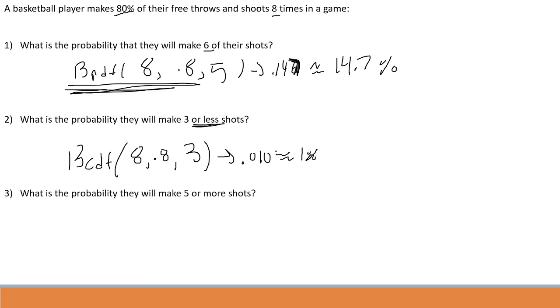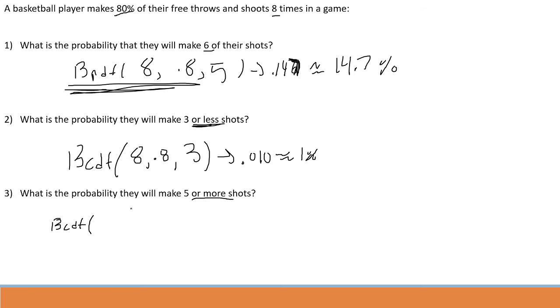So, again, CDF means you're going to include the number at the end. Same exact format, just a CDF instead of a PDF. Now, here's the tricky one. 5 or more. So you think to yourself, okay, this is still a binomial CDF problem, but it's not just going to be binomial CDF, but we'll figure that out in a second here.